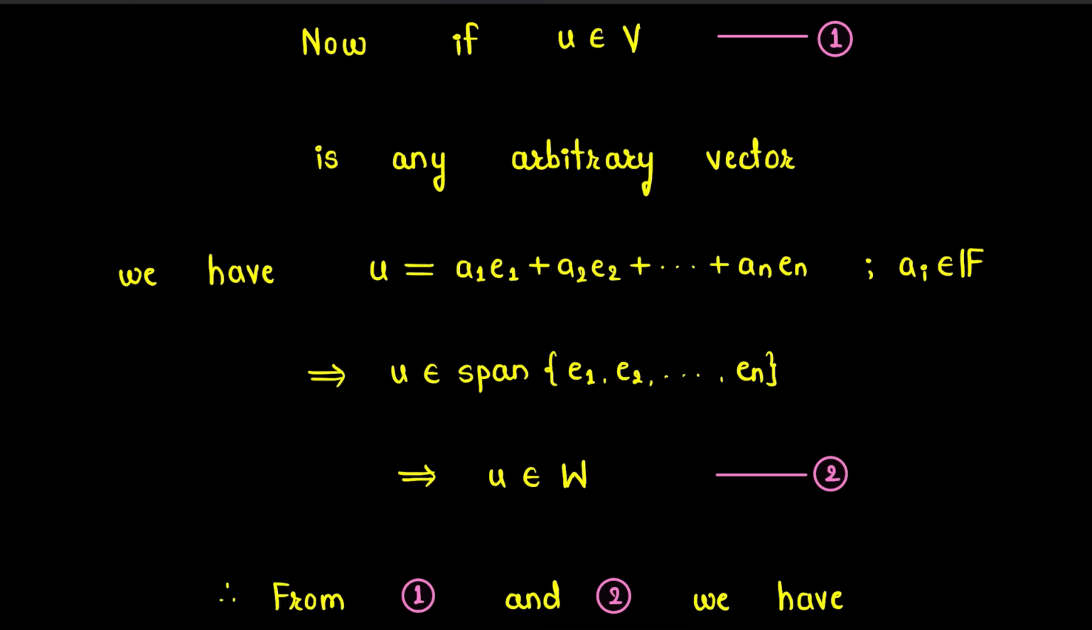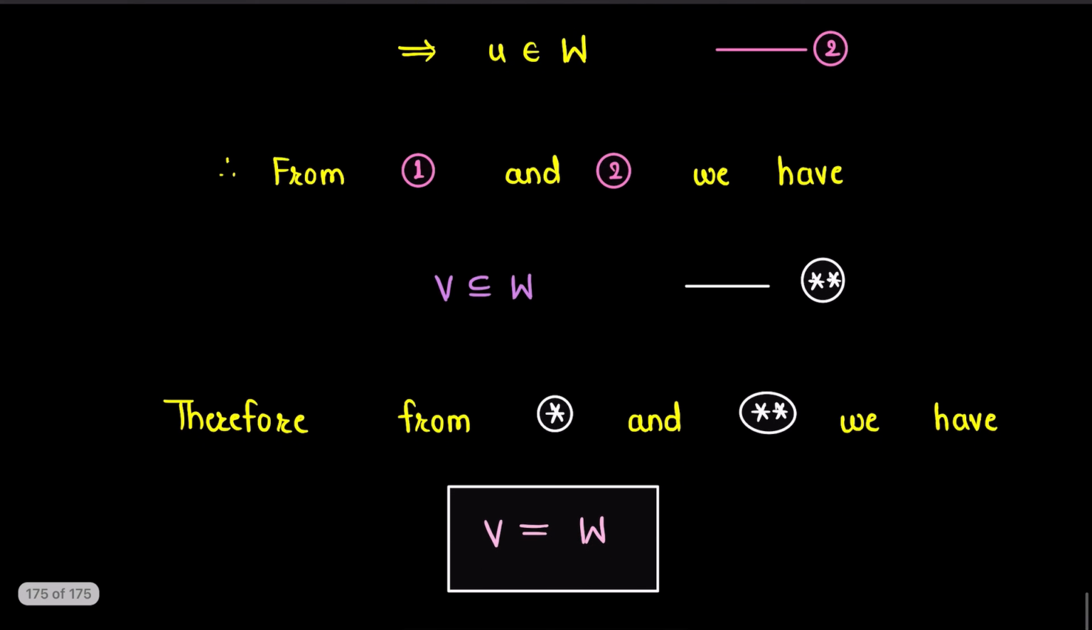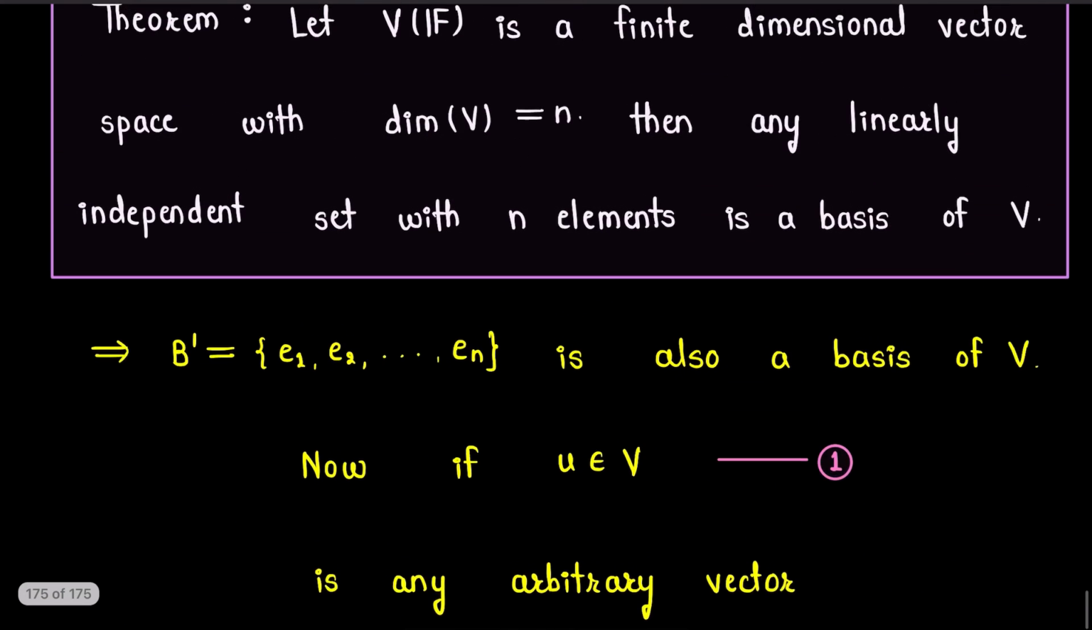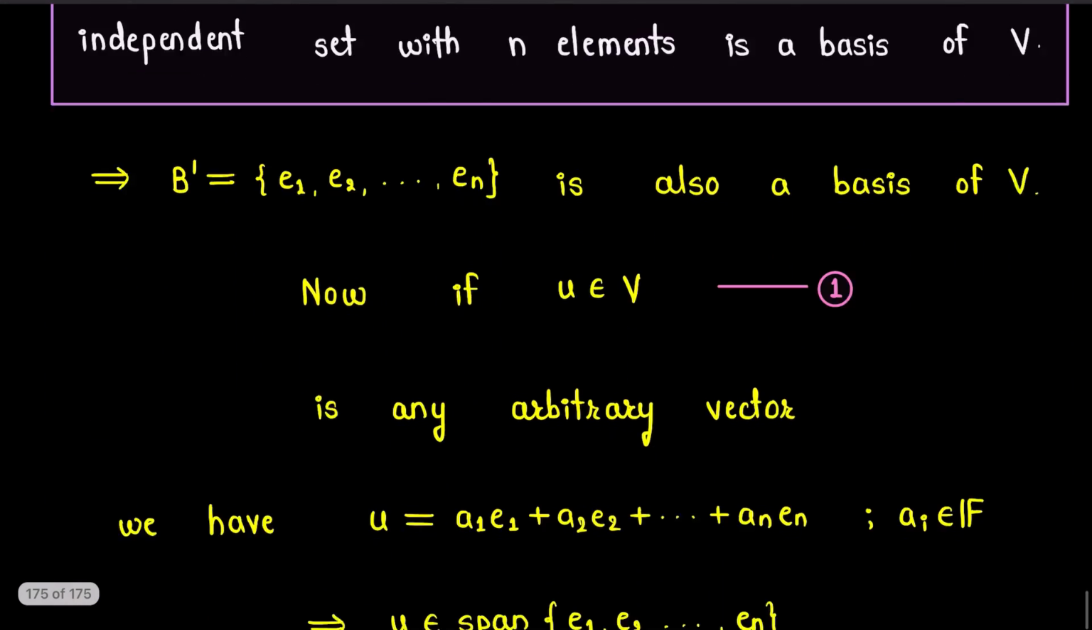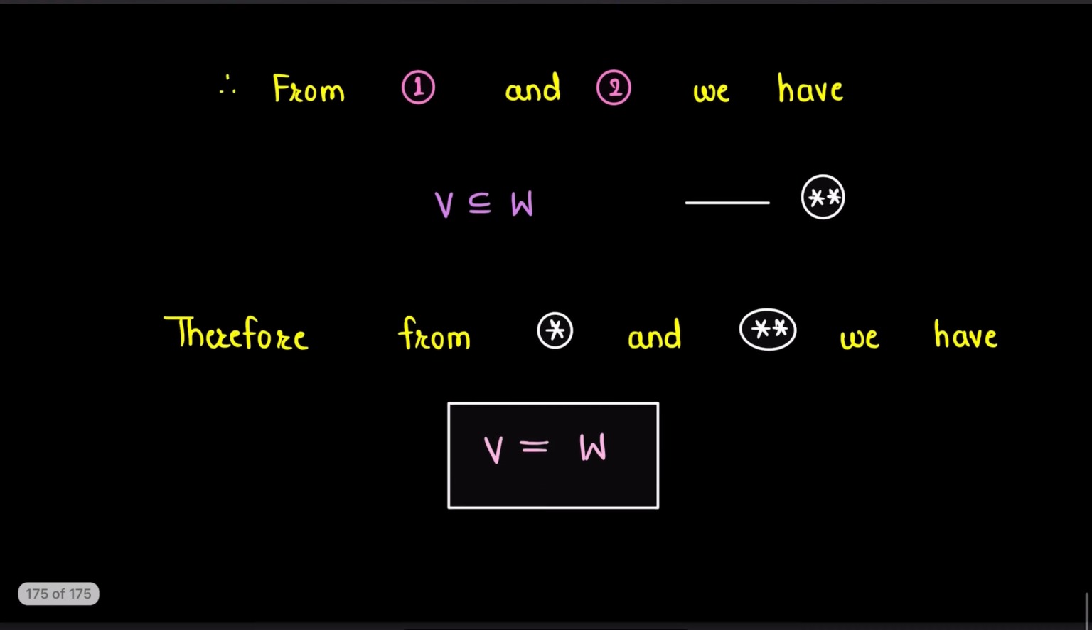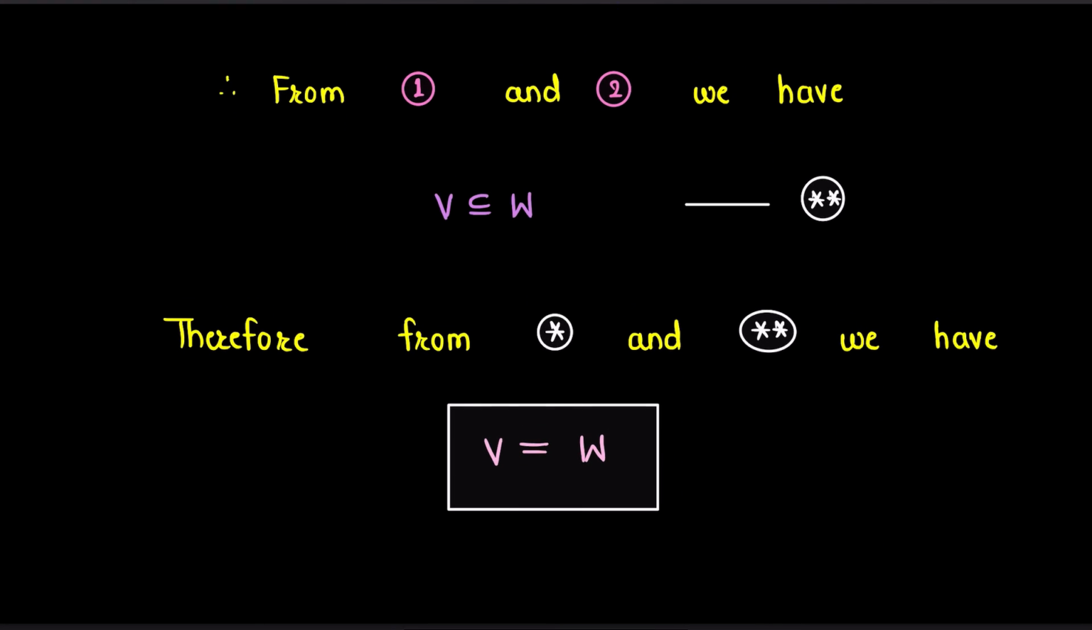Now from here we have considered that u is any arbitrary vector in vector space V, and also we come to the conclusion that u is also a vector in subspace W. Therefore, from 1 and 2 we have V will be a subset of subspace W, and we call it double star. Now, from star, that is W is a subset of V, and from double star, that is V is a subset of W, we have set V is equal to set W, and this proves our result.